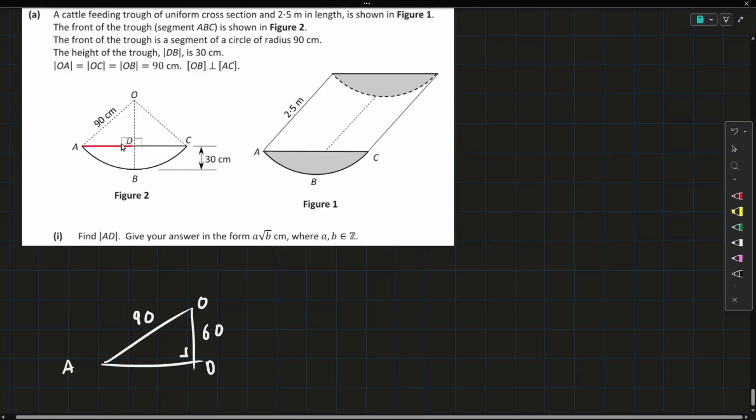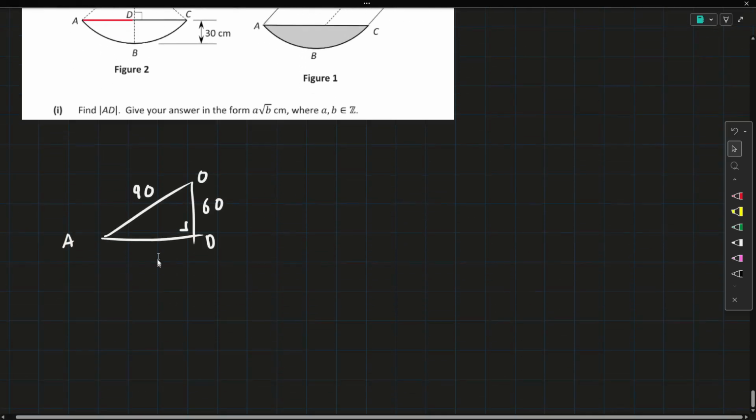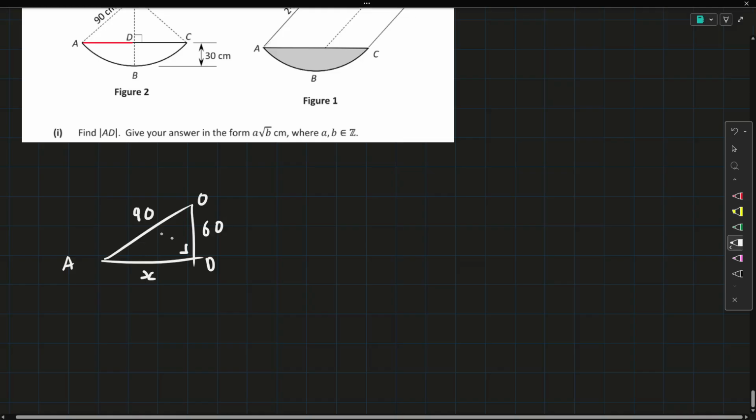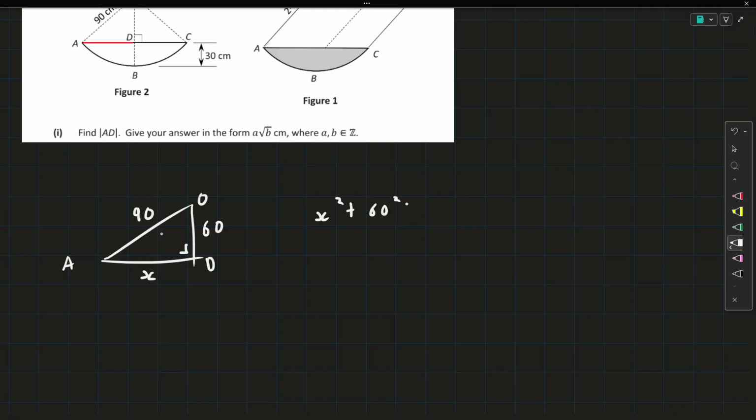The reason this is a right angle is because we know that ODC is a right angle. They actually say that OB is perpendicular to AC, which means that this is also a right angle. So then we can figure out what AD is quite easily. I'll just call it X, and because we have a right angle triangle, we can use Pythagoras' theorem. So X squared plus 60 squared should give us 90 squared, which means that X squared is equal to 90 squared minus 60 squared.